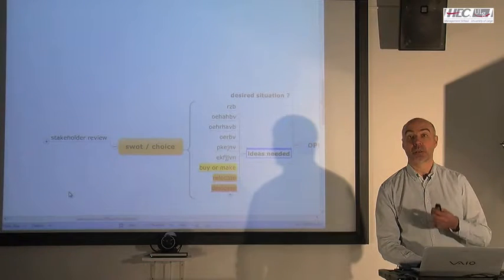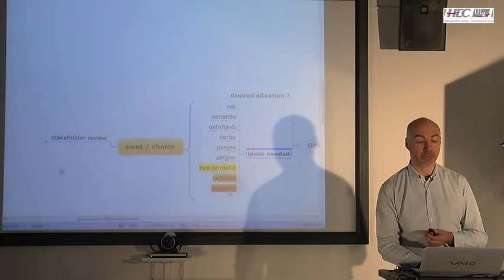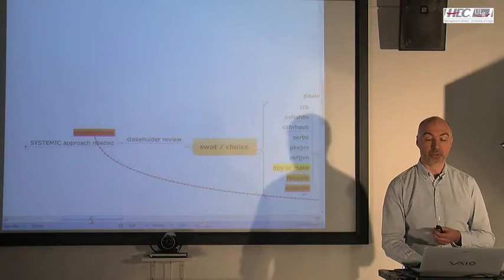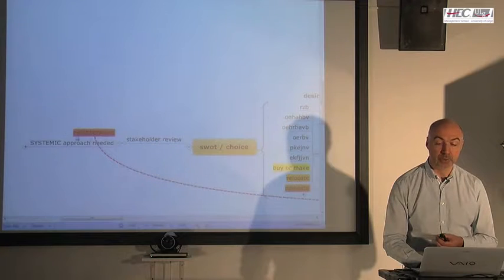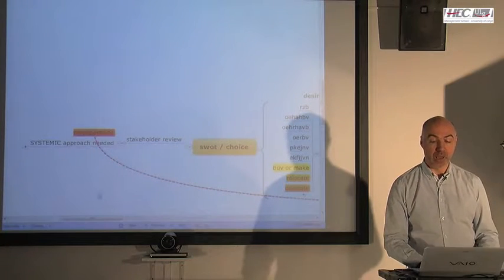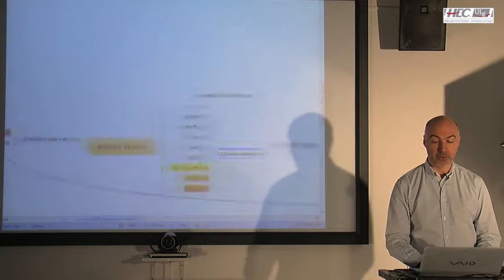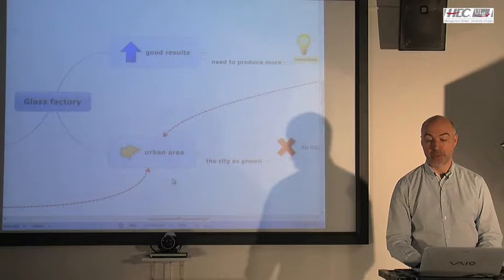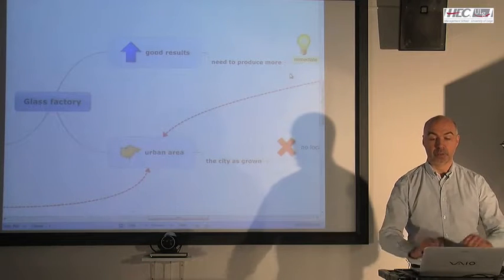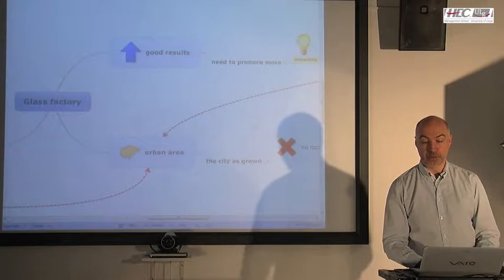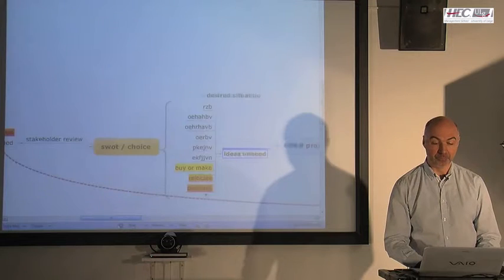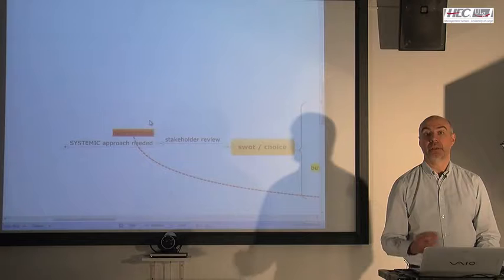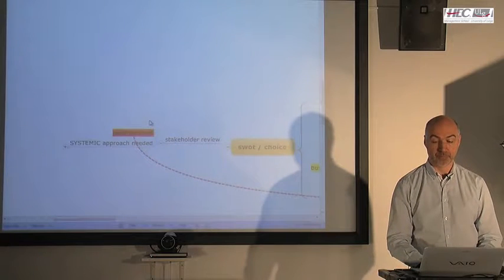Why do I speak about the stakeholder review at the first time? Because amongst our stakeholders there is the neighborhood. They are the neighbors. And due to that neighborhood, we had to change our initial plan, which was to expand our plant locally. Therefore, the neighborhood plays a major role in our decision making.